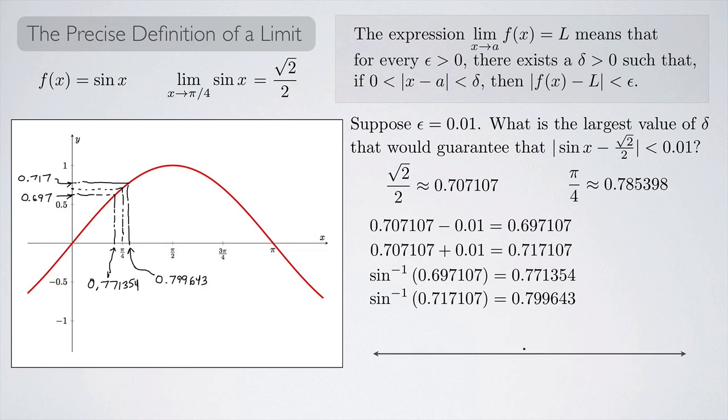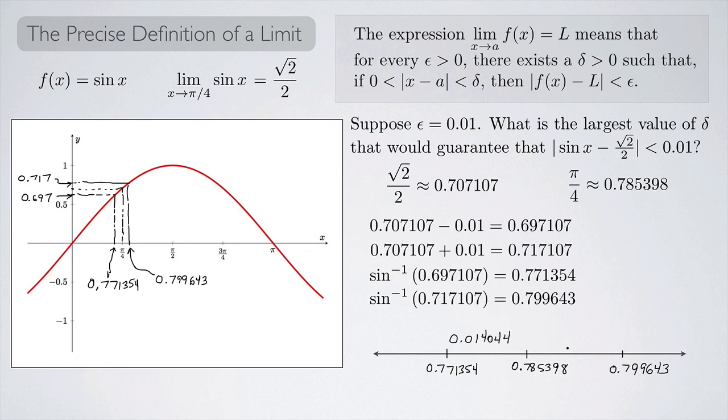All right, let's look at a number line here. So on my number line, I have in the middle pi over 4, which is 0.785398. And then on either side, I have two other numbers here. On this side, I have 0.771354. And on this side, I have 0.799643. And I want to know the distances here. So I can do the absolute value of these two things subtracted from each other. And if I look at this distance here, it's 0.014044. Just did that on a calculator here.